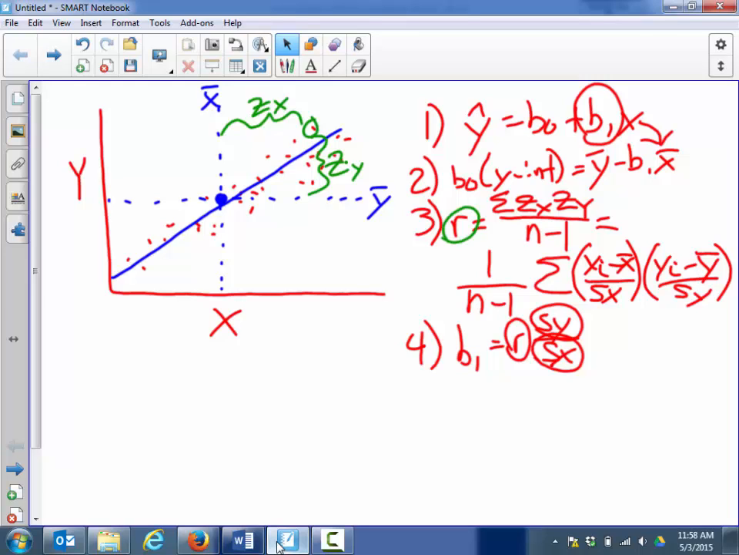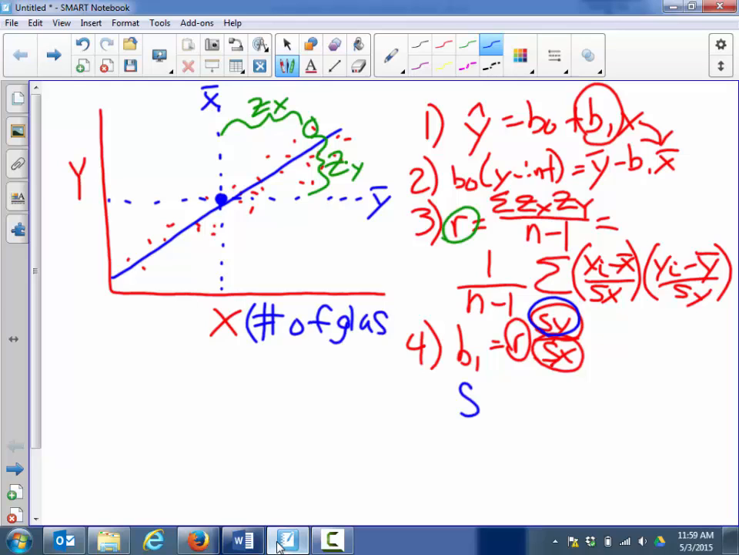Notice R, Sy, and Sx wind up giving you a number such that, let's say your slope came out to be 5. Well, the standard deviation of y has units. Maybe you're looking at how the number of glasses of milk, x, determines maybe height in feet for y. Okay, so maybe that's how we built the scatter plot.